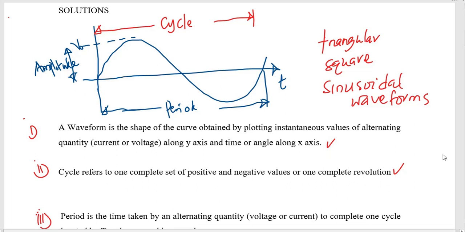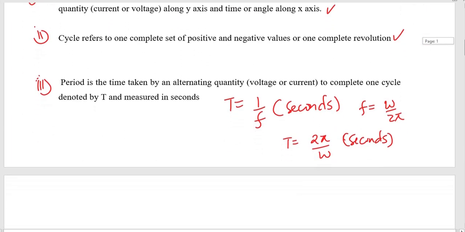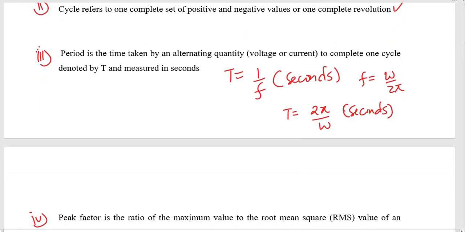Period is the time taken by an alternating quantity to complete one cycle, and is always denoted by capital T and measured in seconds. T is equal to the reciprocal of frequency. If frequency is equal to omega divided by 2 pi, where omega is the angular frequency, then substituting in this formula, the period T equals 2 pi divided by the angular frequency omega, giving you the period in seconds.